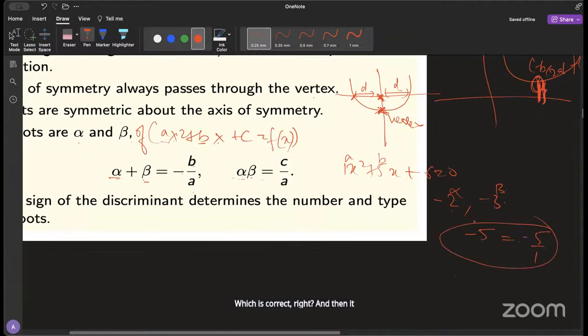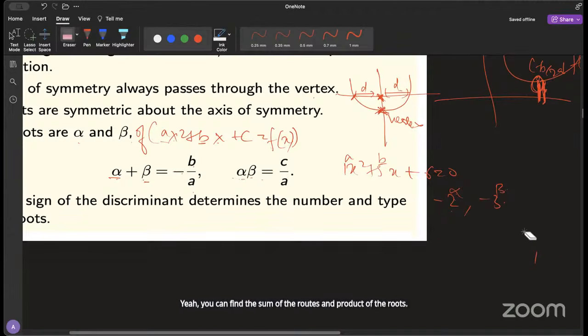And then it says that the product of the two roots, minus 2 times minus 3, which is 6, should be equal to c by a. So without calculation, we can find the sum of the roots and the product of the roots, meaning addition and multiplication of roots.